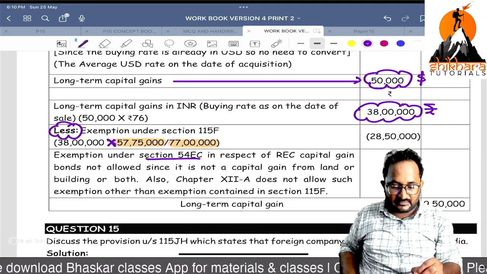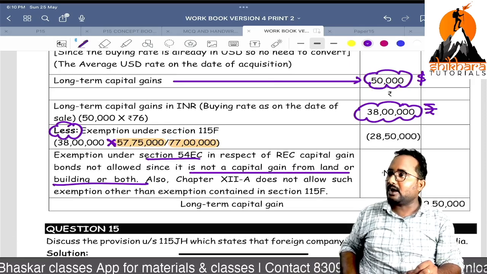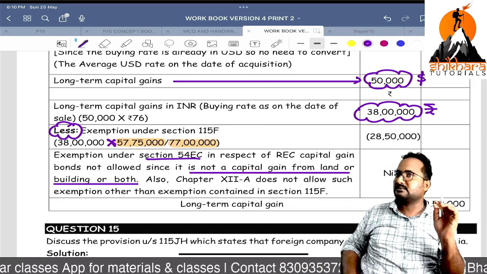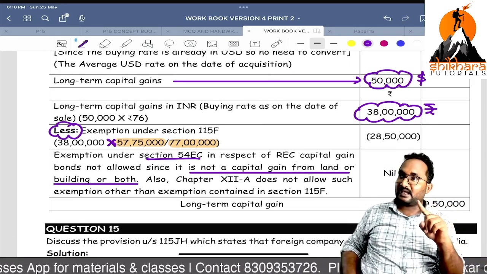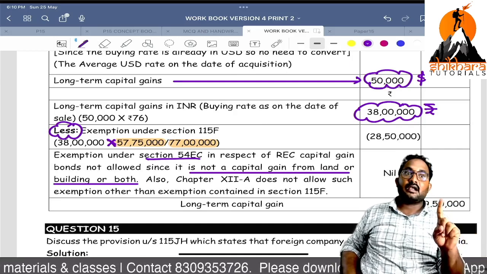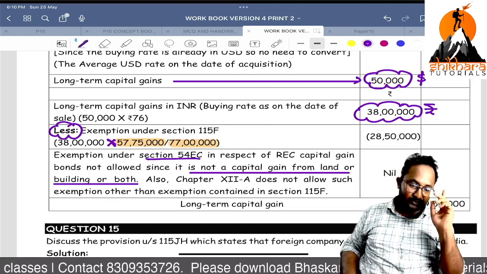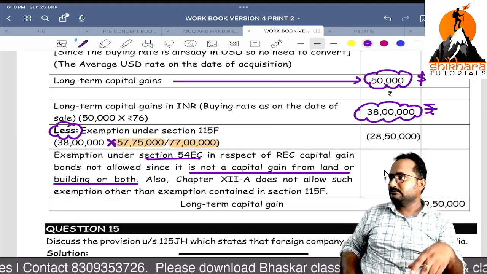So 54EC exemption is not available because the transferred asset is not a land or building or both. Are you clear on this question? Section 48 proviso 1, Rule 115A, along with the non-resident related exemption, totally tested in one question for 7 marks. Clear?